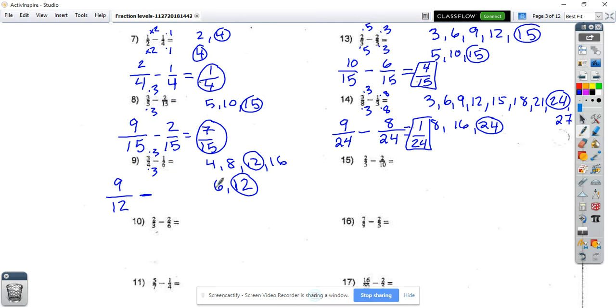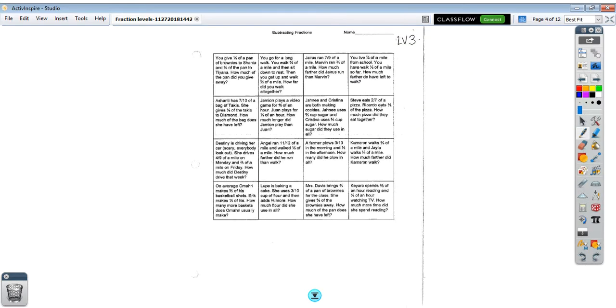Then my sixth, I multiply times 1, 2. So this is times 2. This is times 2. 1 times 2 gives me 2. 6 times 2 gives me 12. And then 9/12 minus 2/12 gives me 7/12. That's 5 questions from level 2. Let's move on to level 3. This is level 3.